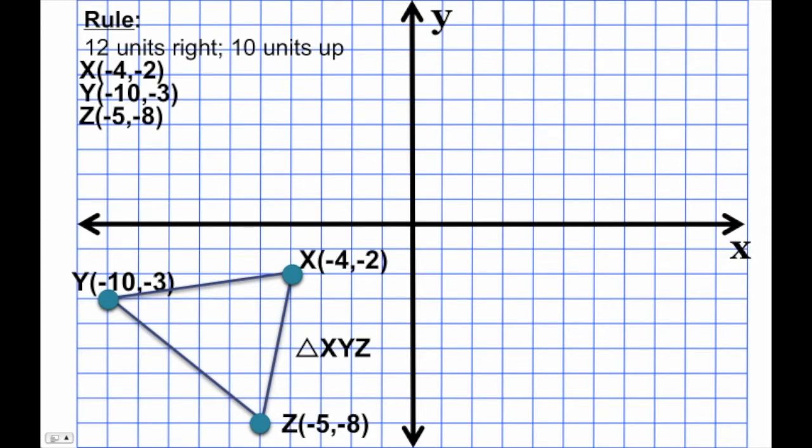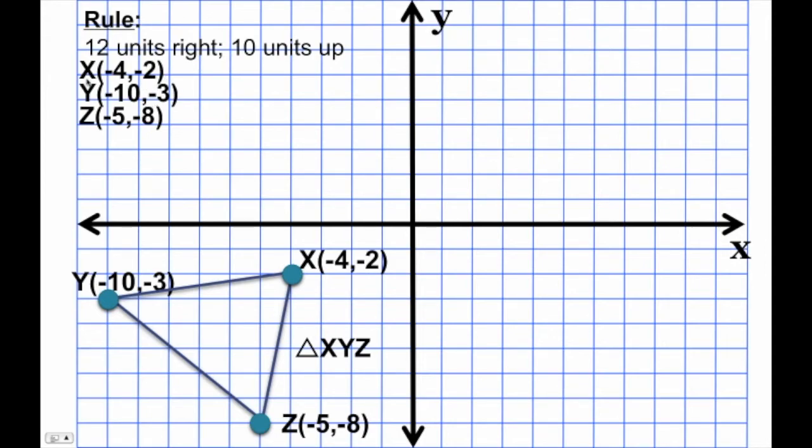Here we have triangle XYZ, and our rule is to move 12 units to the right and 10 units up. Again, how is that going to affect our x and y coordinates? Well, our first part of the rule says to move 12 units to the right, so that's going to affect our x coordinate. And because we're moving to the right, we're going to add 12 to our x coordinates, and here it says 10 units up. So we're also going to add 10 to our y coordinates.